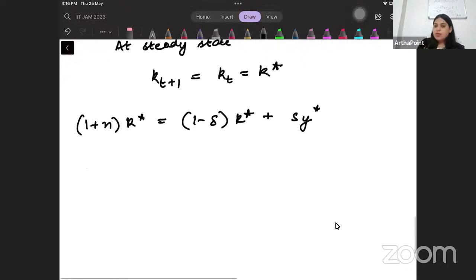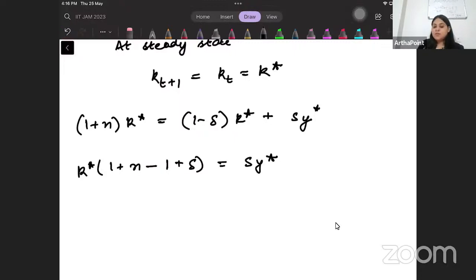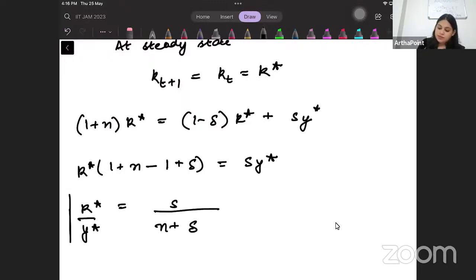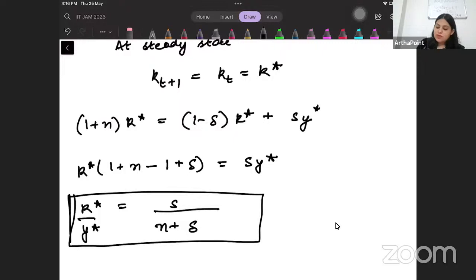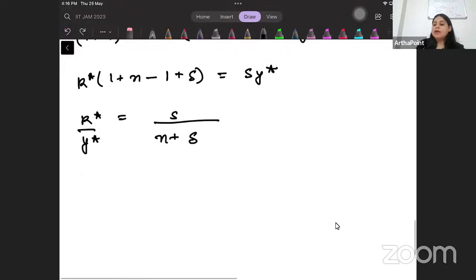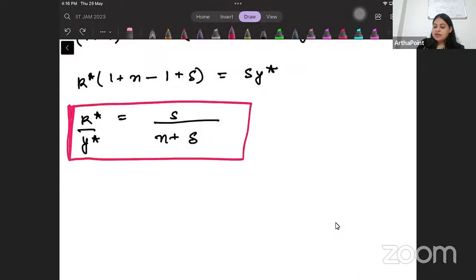Right? So what will you get, beta? You will get K star times (1 plus N minus 1 plus delta) is equal to S Y star. So K star by Y star is equal to S upon N plus delta. Beta, this will become your capital output ratio. K star by Y star will be S upon N plus delta.